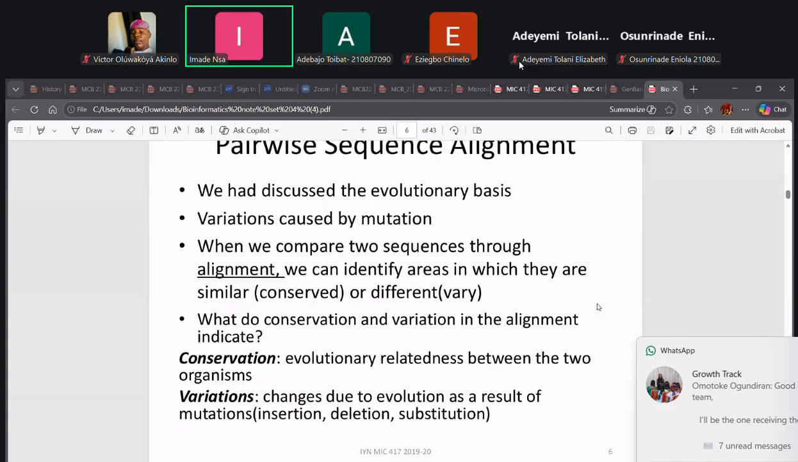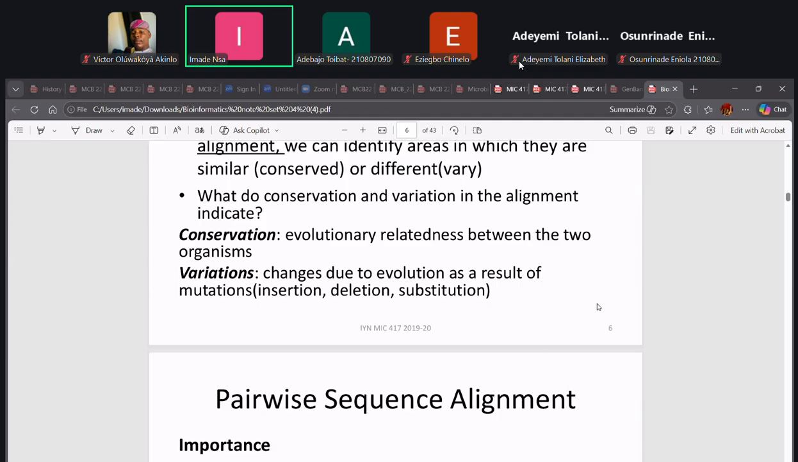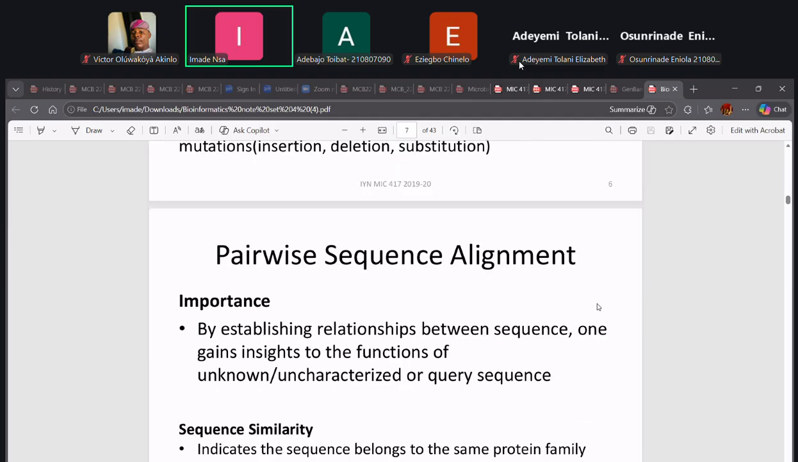Now, going forward, simply conservation would mean that there is evolutionary relatedness between two organisms. If there are variations, the changes can be due to evolution because of things like mutation. And what types of mutations can occur? Indels, insertions, and deletions, or we can just have substitution. Those are the key things I want you to know.